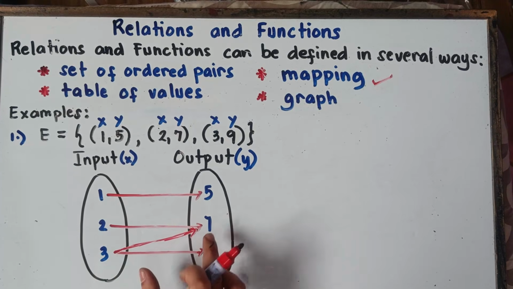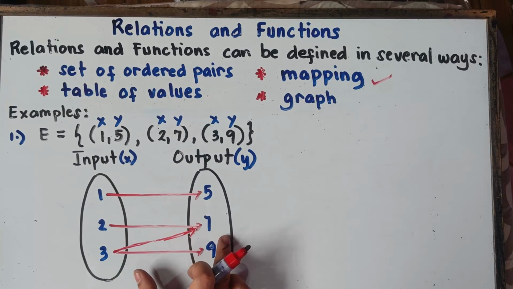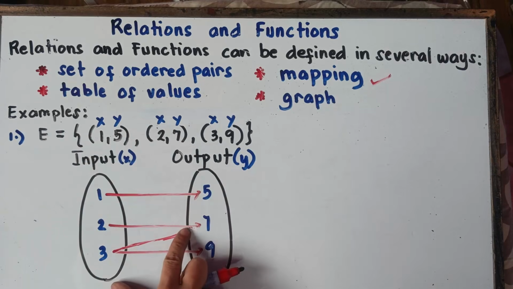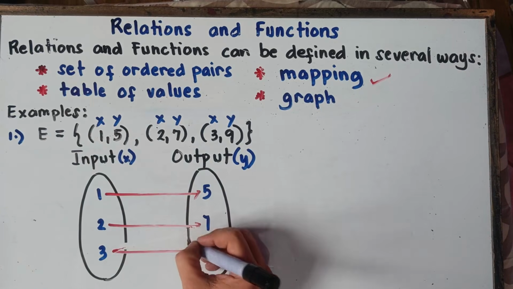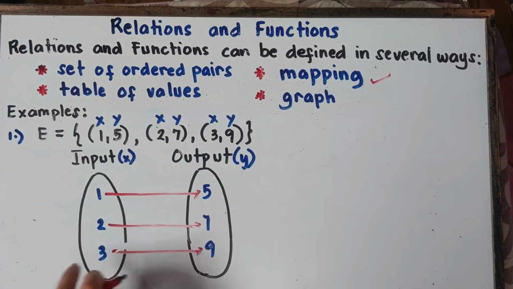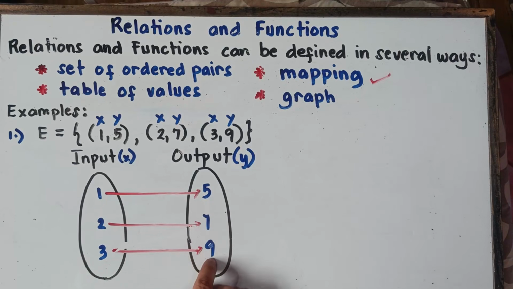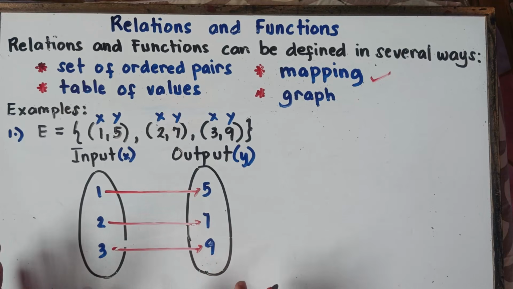There would be 7 and then 9. If you have an example like this, class, where an input has 2 or more arrows pointing to different outputs, automatically it will not be a function. But in our given example of ordered pairs, one input corresponds to exactly one output. Once again, class, in our given example, this 3 corresponds to 9. One input corresponds to exactly one output, and there's only one arrow pointing from this output. Therefore, class, this will be a function.